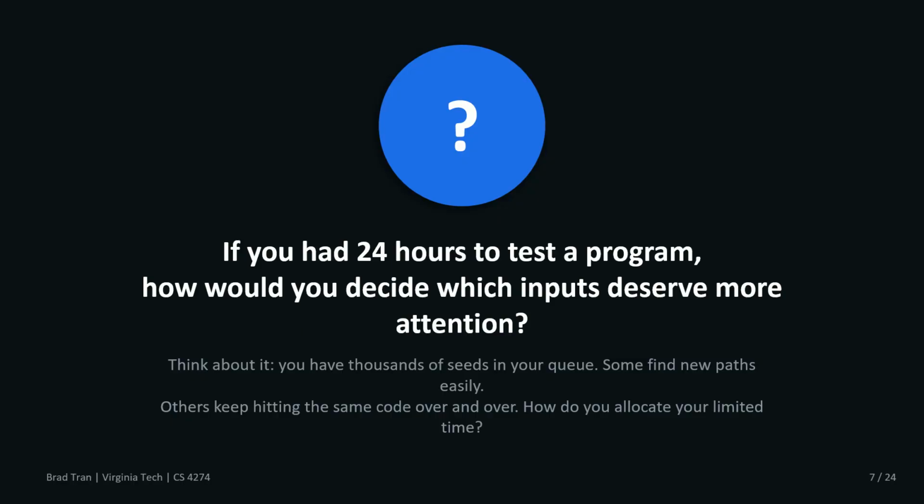Before we get into the problems of AFL, consider this scenario. You have 24 hours of fuzzing time and thousands of seeds in your queue. Some seeds consistently produce test cases that discover new paths. Others keep exercising the same well-trodden code, no matter how much you mutate them. How would you allocate your limited computational budget across these seeds? That's the core scheduling problem this paper addresses, and this is something to think about as this presentation keeps going.